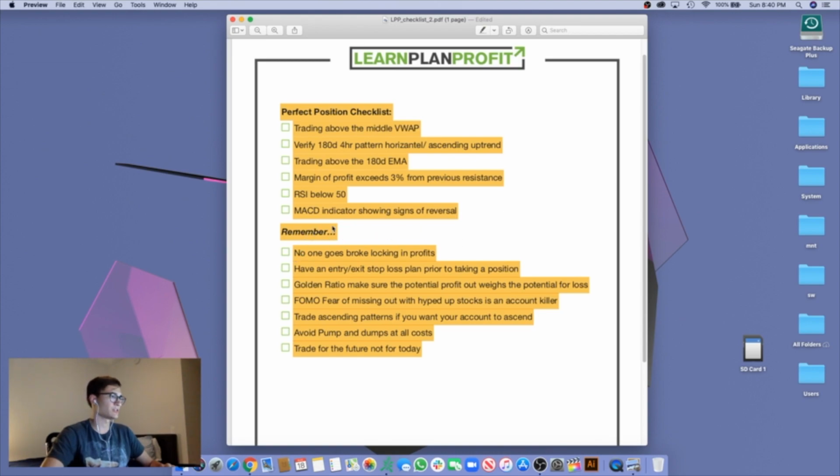And then he also states this: remember, no one goes broke locking in profits. Basically this is saying don't be greedy. Have an entry, exit, and stop loss plan prior to taking a position. Golden ratio: make sure the potential profit outweighs the potential for loss. FOMO, fear of missing out with hyped up stocks, is an account killer. Trade ascending patterns if you want your account to ascend. Okay, fair enough. Avoid pump and dumps and trade for the future, not for today.